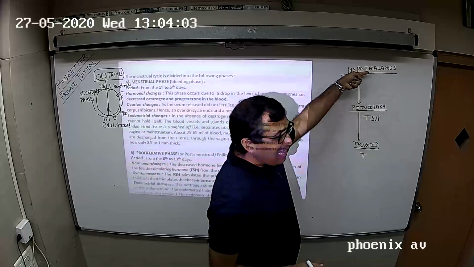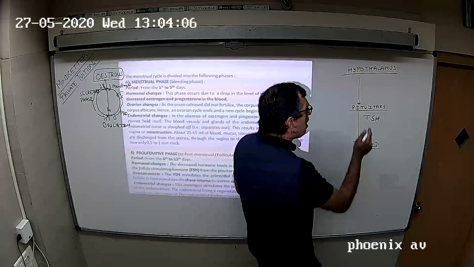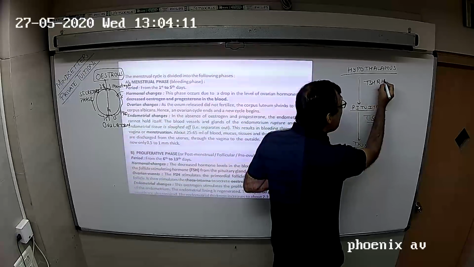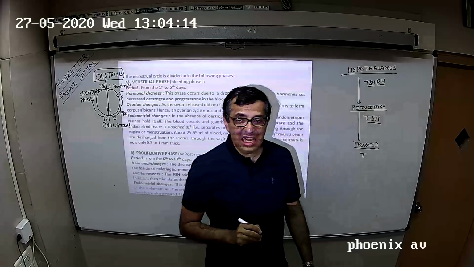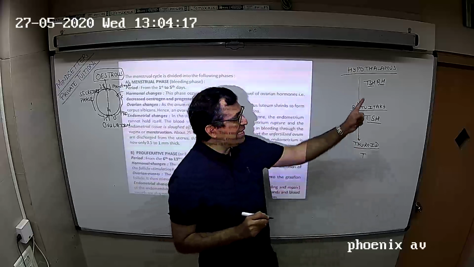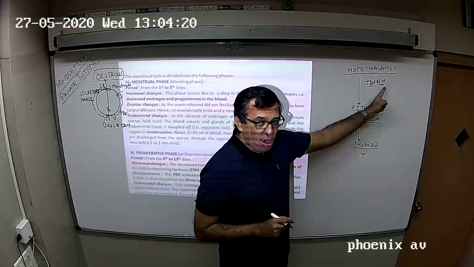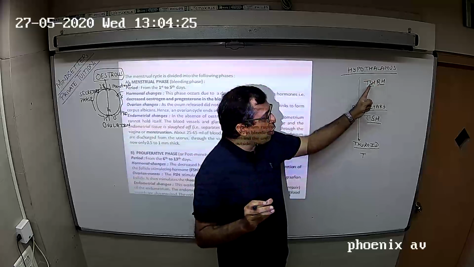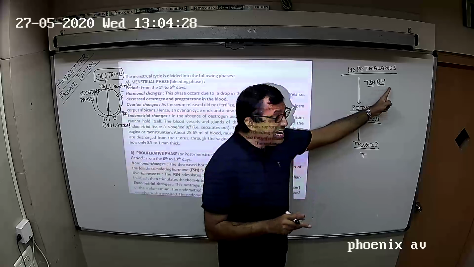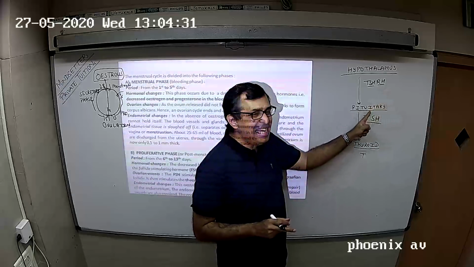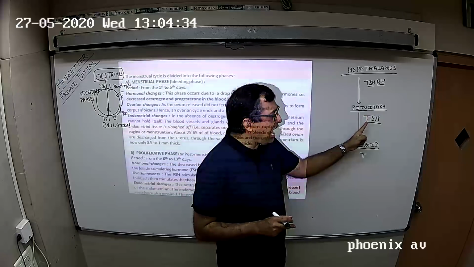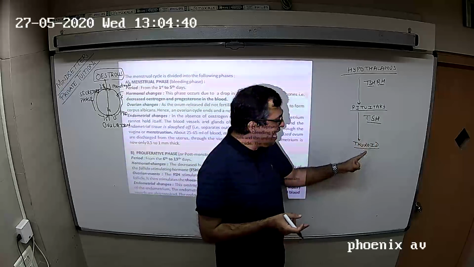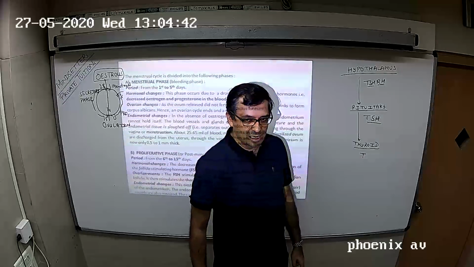And hypothalamus controls the pituitary gland by giving out thyroid stimulating hormone releasing hormone, TSH-RH. As the name suggests, hypothalamus gives out thyroid stimulating hormone releasing hormone, which releases from the pituitary gland thyroid stimulating hormone, which stimulates the thyroid gland and it secretes thyroxine.